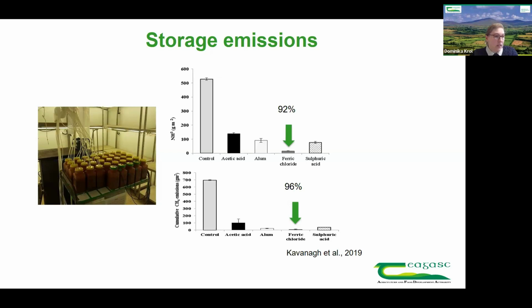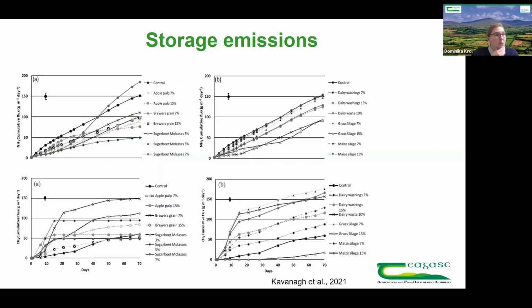So in storage, we've seen that emissions can be abated by over 90% from a variety of different acids. Okay, but acids might not be easy to work with. And they need to be purchased on the farm, and there's other considerations such as health and safety and the whole infrastructure associated with them. So the follow-up question we had was, well, what about waste products, any kind of byproducts of agricultural and food industry? Could they be used? Could they do the same thing?